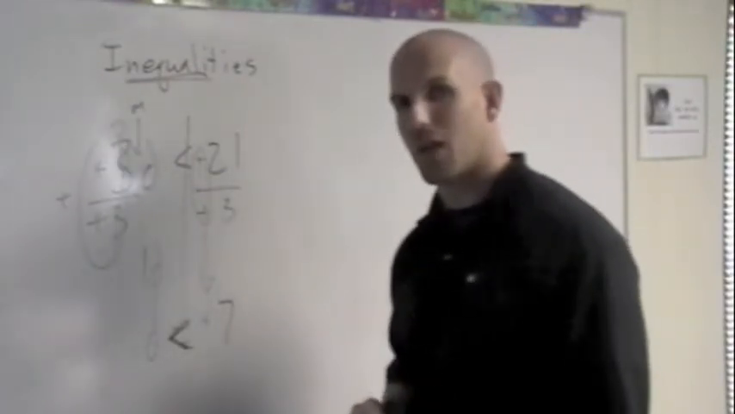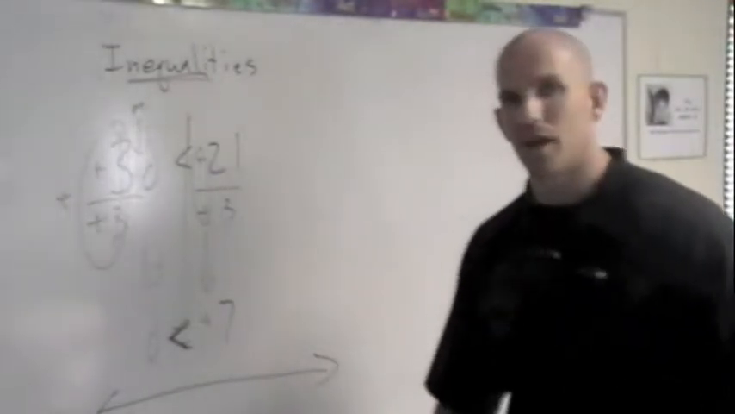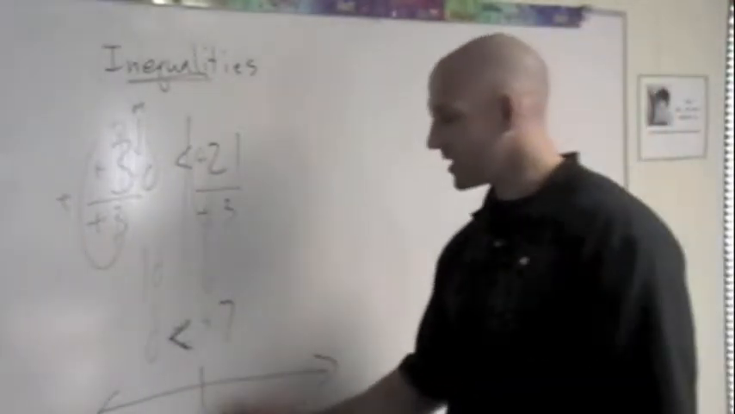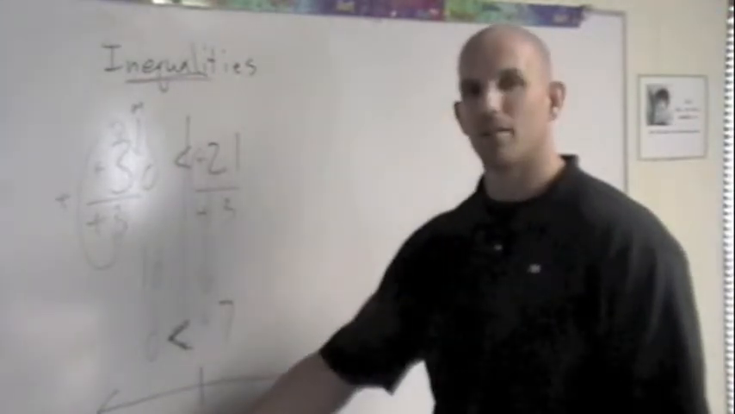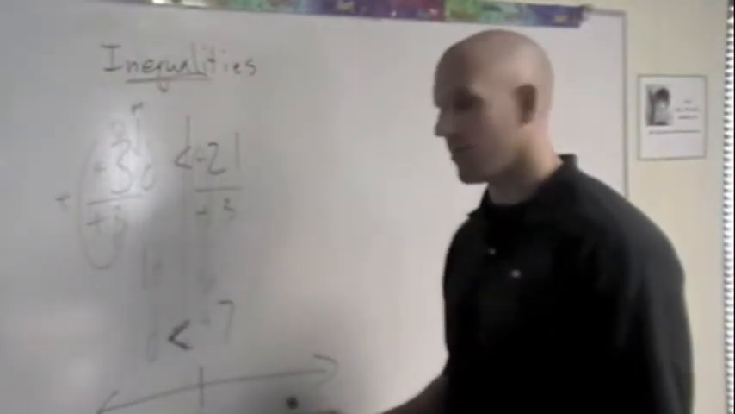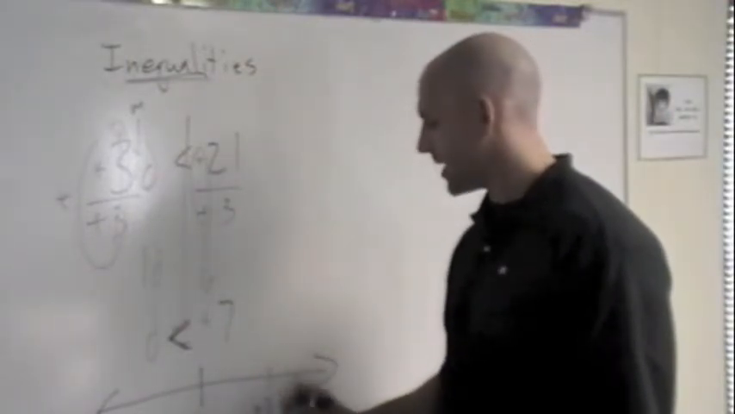A lot of times you're going to be asked to graph these. So we're going to go to our number line. And we know our number line is kind of set by 0. 0 kind of tells us where everything else is. The negatives are on the left, the positives are on the right. Well, this is a positive number, so let's go out here. Let's find a positive 7.